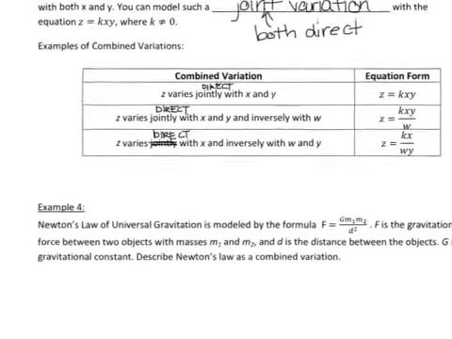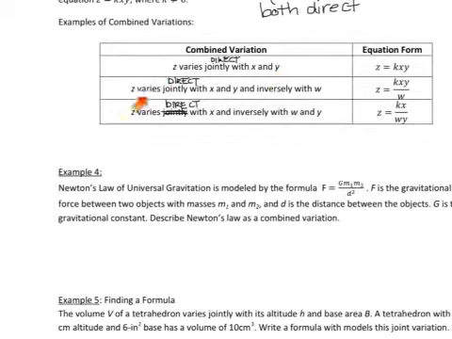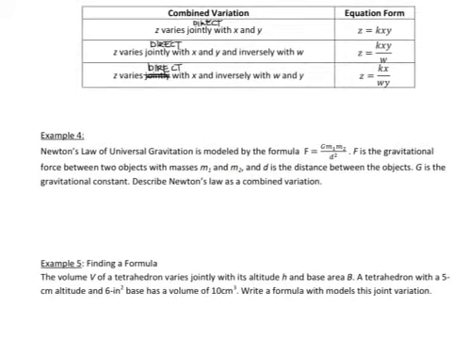So we're going to practice writing sentences like this in these problems. It says Newton's law of universal gravitation is modeled by the formula F equals G times M1 times M2 divided by D squared. And it tells us that F is the gravitational force between two objects with masses M1 and M2, and D is the distance between the objects.